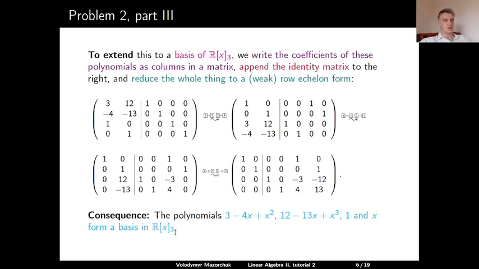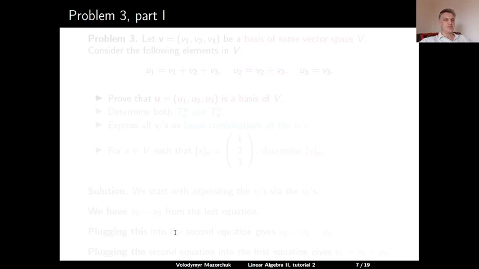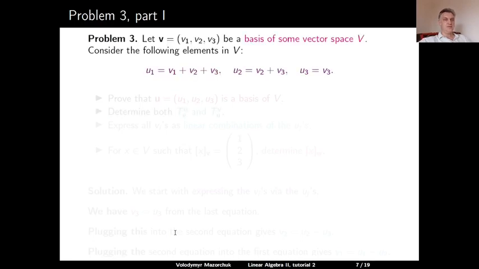This is our conclusion. Problem 3. Let V, consisting of V1, V2, and V3, be a basis of some vector space V. Consider the following elements in V. The element U1, which is equal to V1 plus V2 plus V3. The element U2, which is equal to V2 plus V3. And the element U3, which is equal to V3.